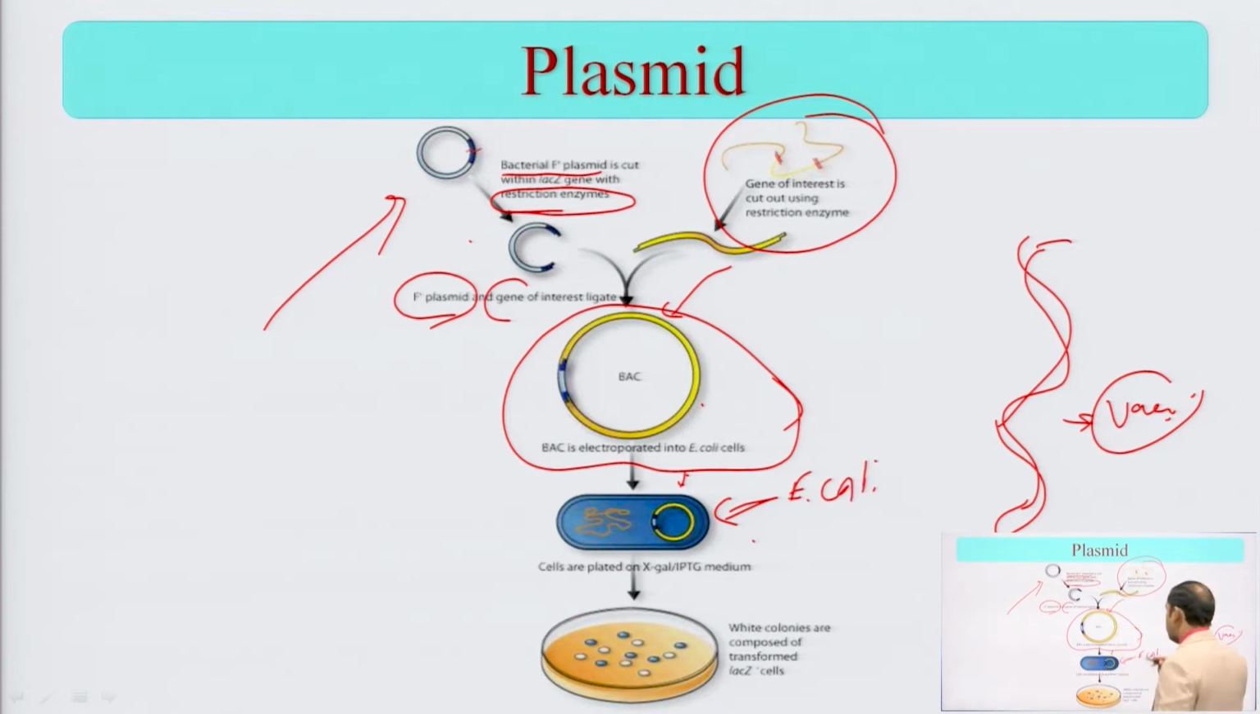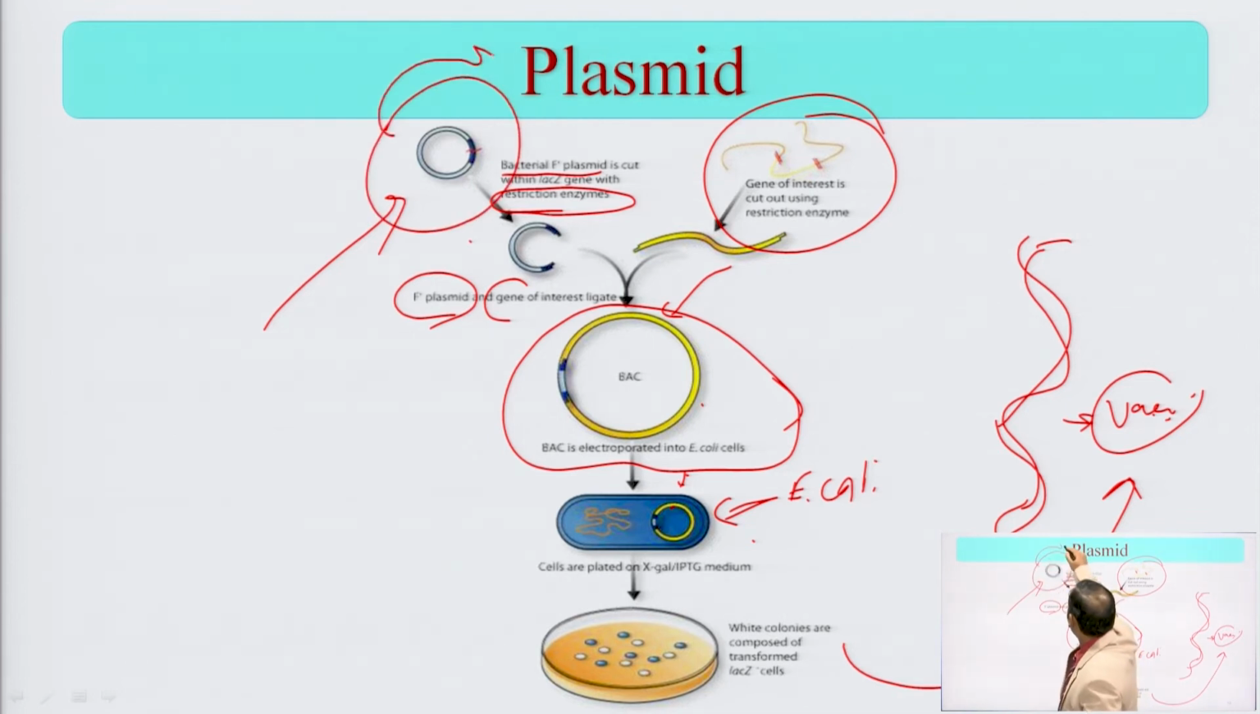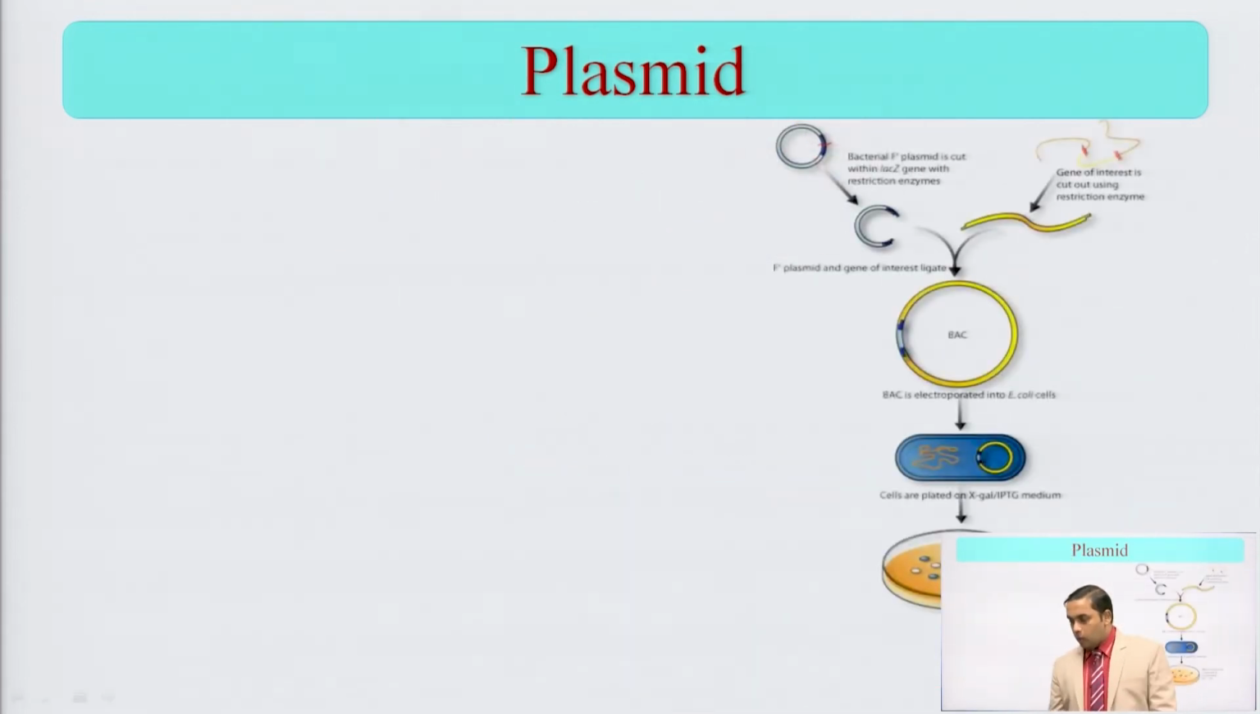Okay. So, these things are actually inserted into a bacterial E. coli cell. Now, when these things are expressed, the cell will express that vaccine or that substance, whatever we actually need. So, that is why the plasmid is very important. Okay. I hope it is very much clear to you all.